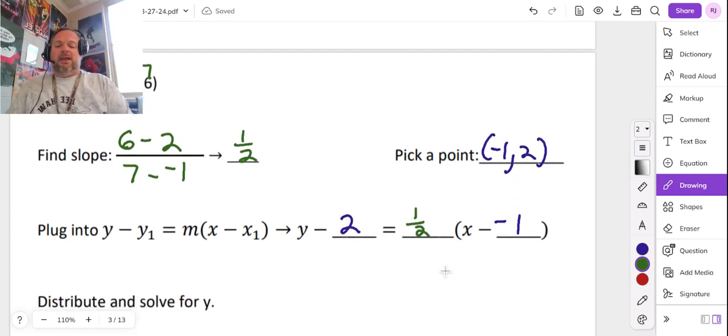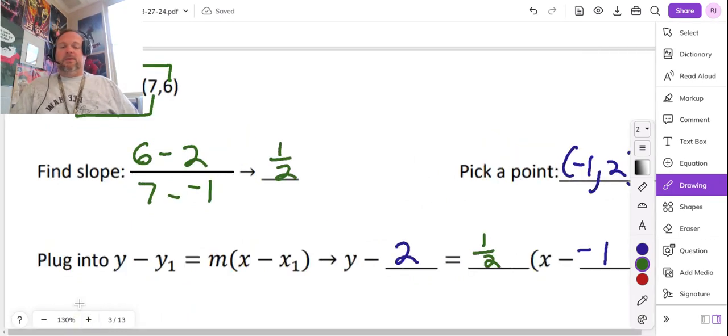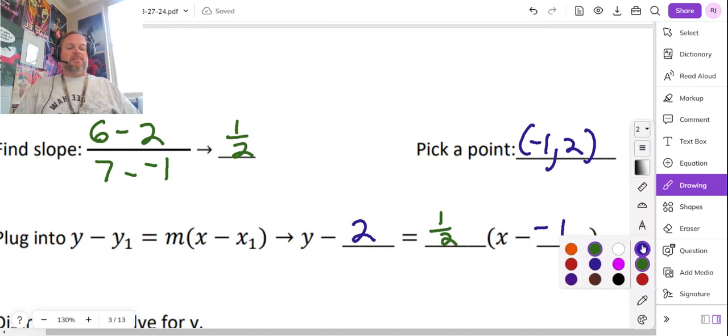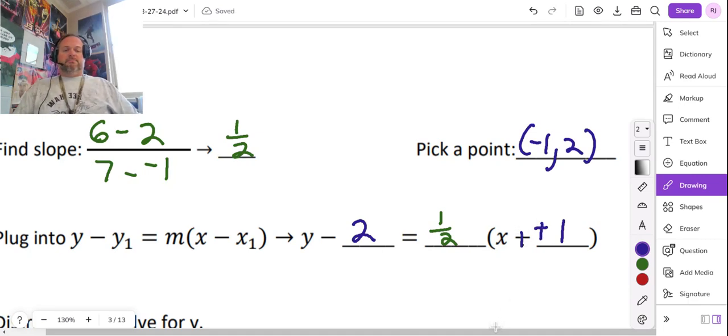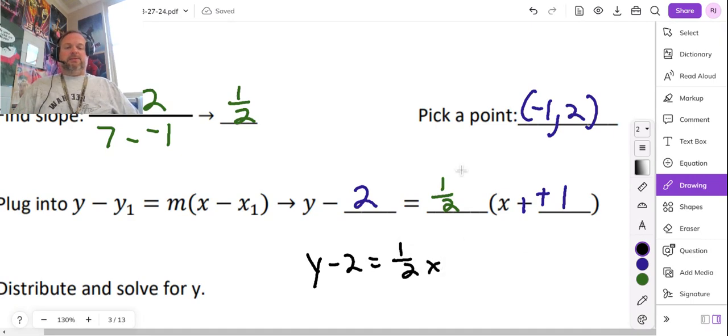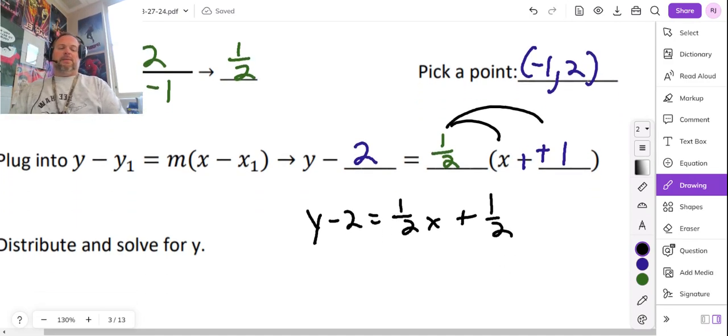All right. Now, before we move on, what did we do yesterday? We've got to clean this up. This plus a positive, right? This minus a negative. So this is a plus. Okay. So y minus 2 equals 1 half x. All right, 1 half times 1 is 1 half. All right. So we're going to move this 2 over by adding.